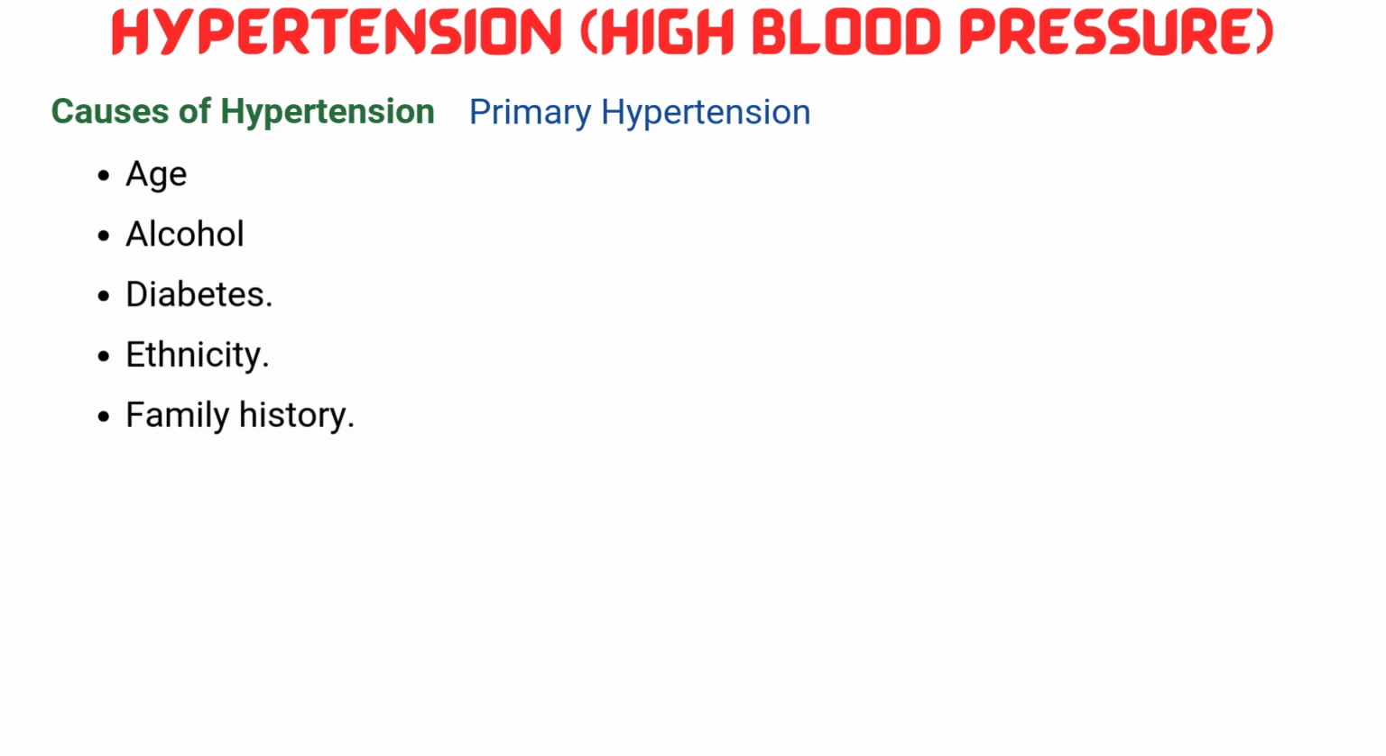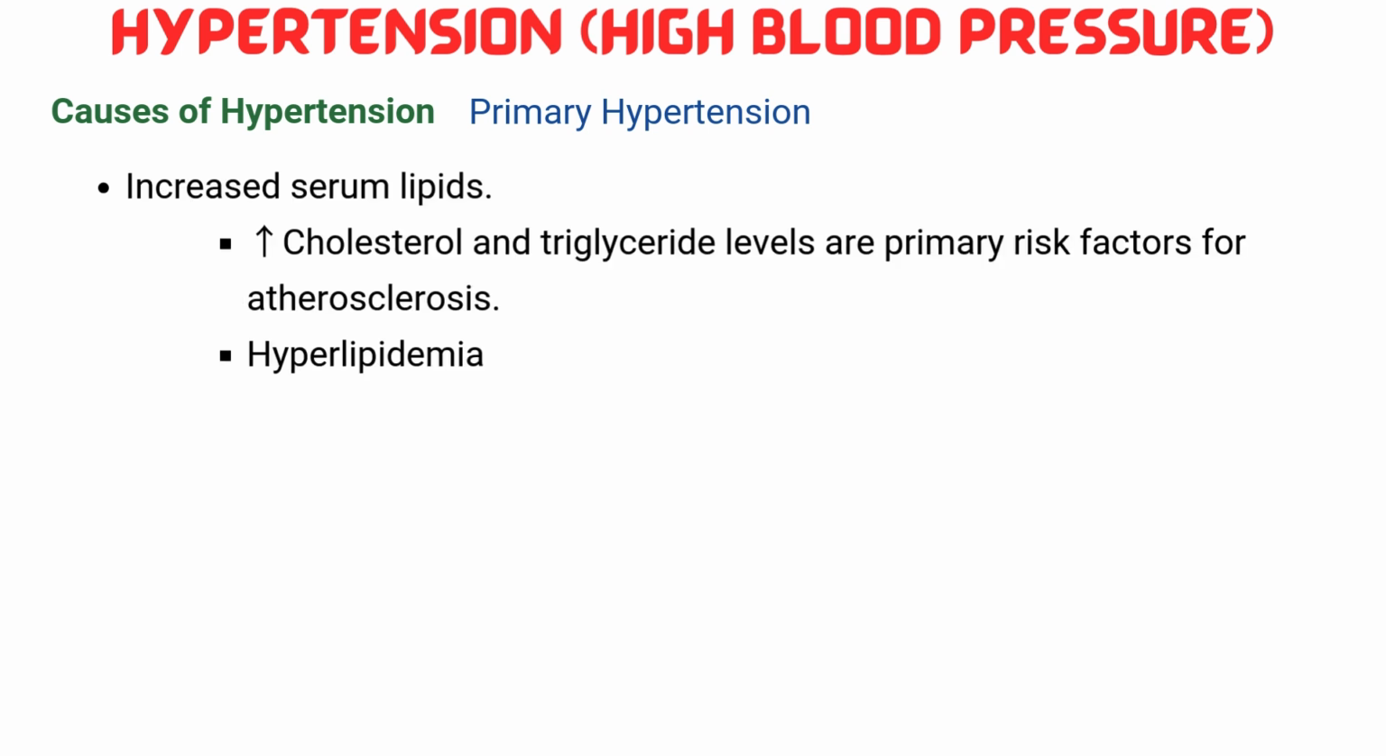Family history. History of a close blood relative with hypertension increases the risk for developing hypertension. Hypertension is more prevalent in men in young adulthood and early middle age. After age 64, hypertension is more prevalent in women. Increased serum lipids, increased cholesterol and triglyceride levels are primary risk factors for atherosclerosis. Hyperlipidemia is more common in people with hypertension.